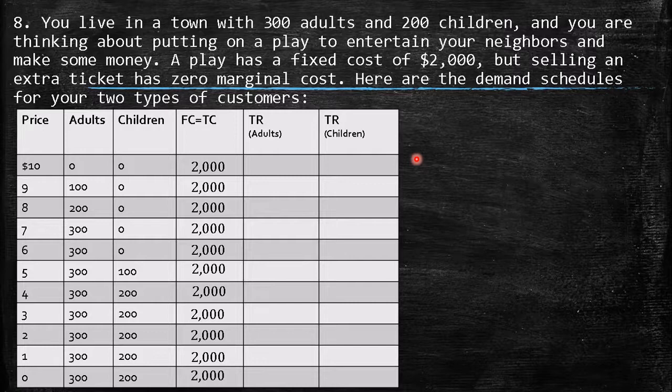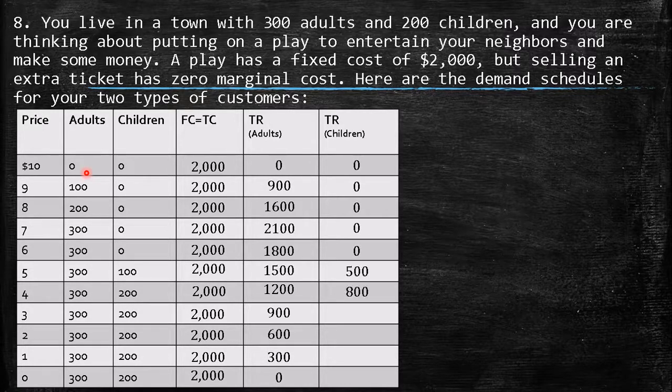Remember, it means that it doesn't have any relationship with the production. Then the total revenue should be just price times Q, so the first column times the second one. It should be 10 times 0, 9 times 10 is 90, 8 times 20 is 160, and so on and so forth. Here is the total revenue for adults, and here it is for children.